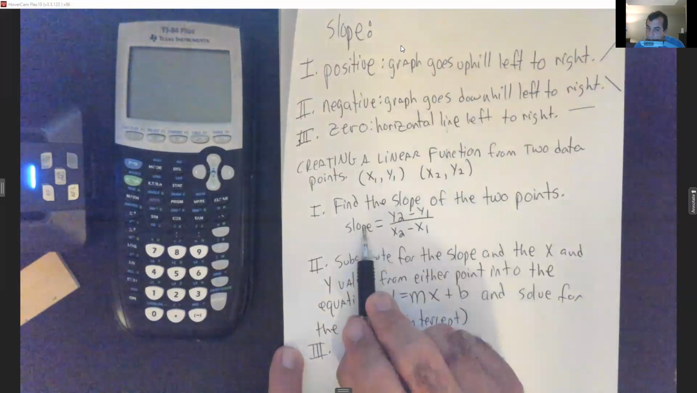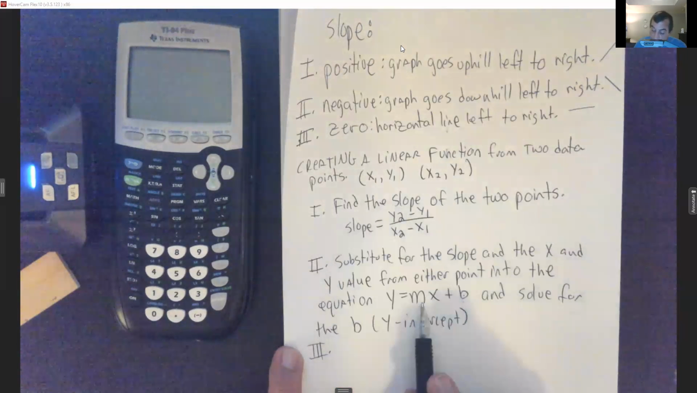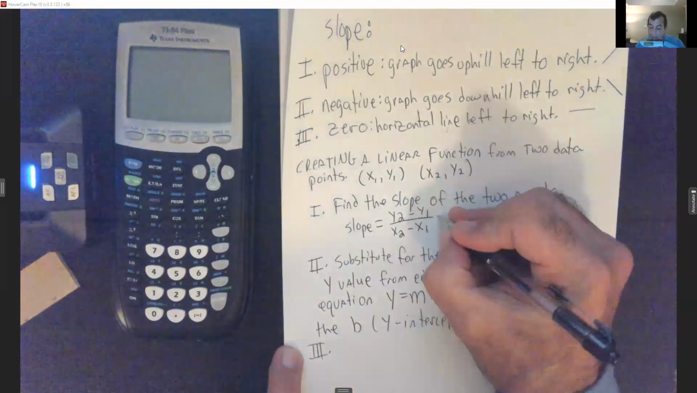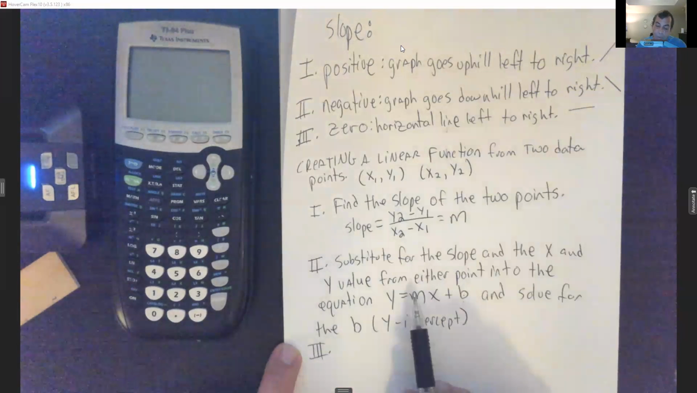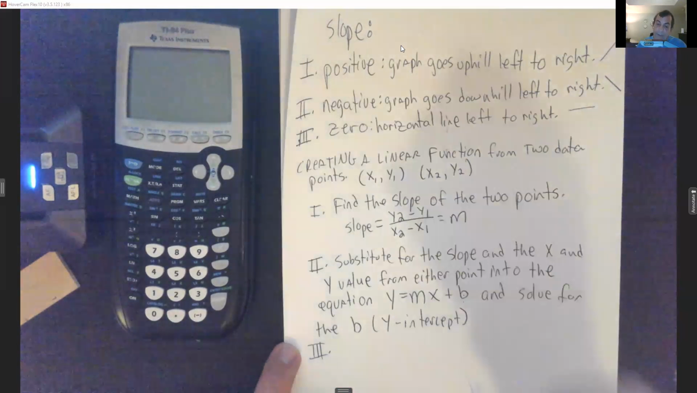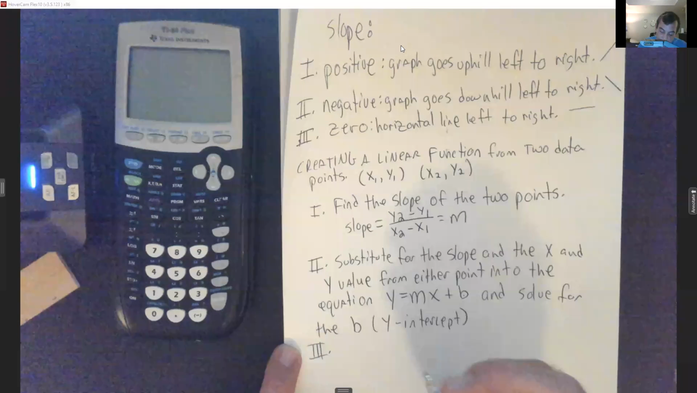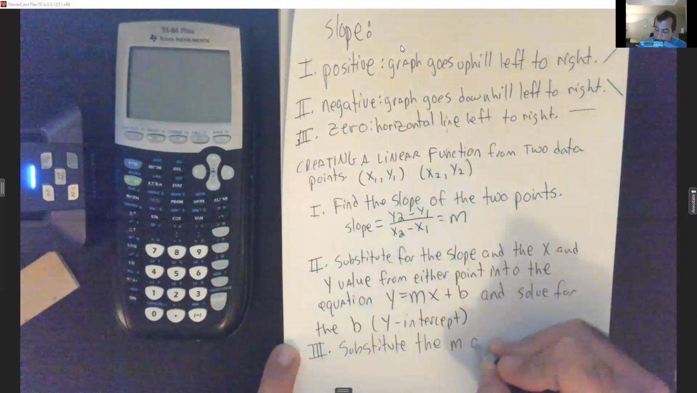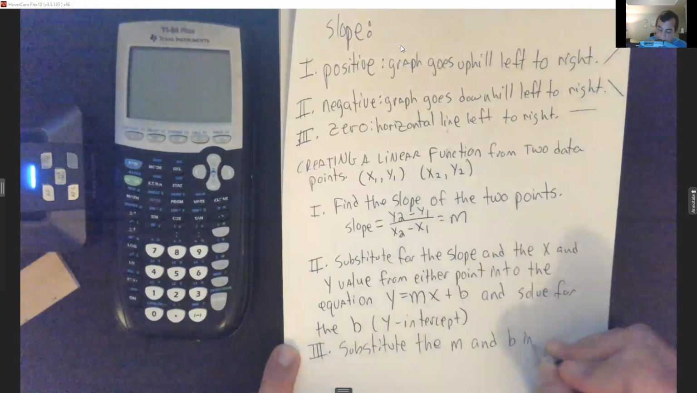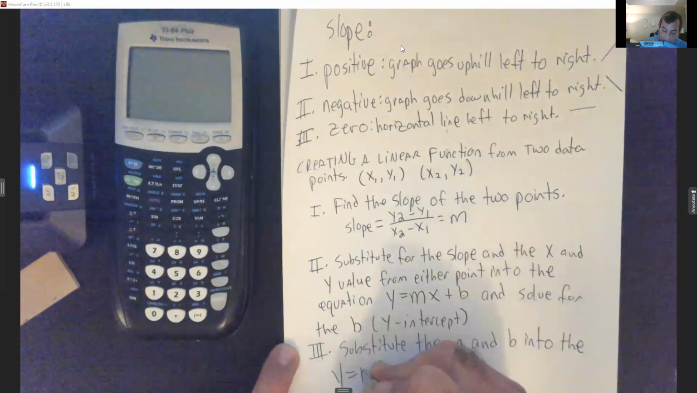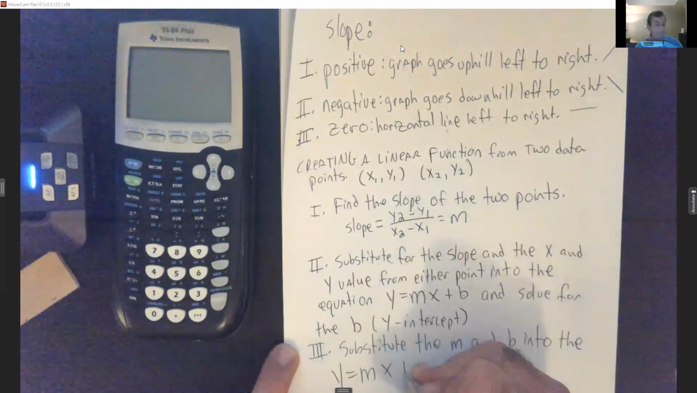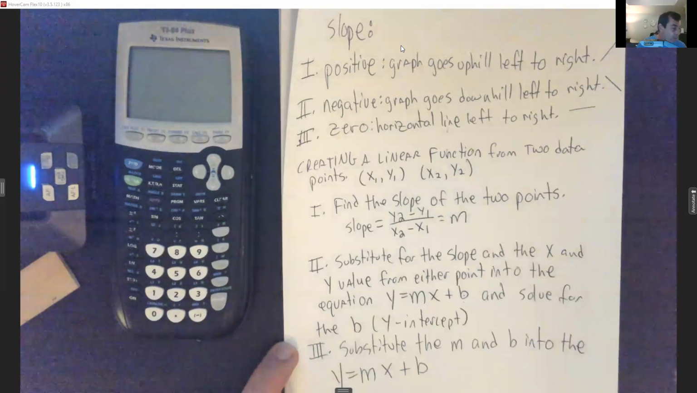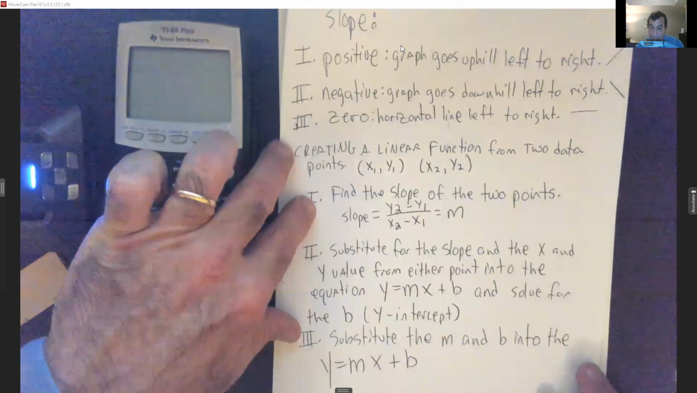I'll already know the slope because I found it up there. That'll be the m. So remember, that's going to equal your m. If I know them two, then I can plug it in for the m and the b, and I'll have my equation in the form of y equals mx plus b. So substitute the m and b into the y equals mx plus b. Okay, so I'm going to do a problem doing that.